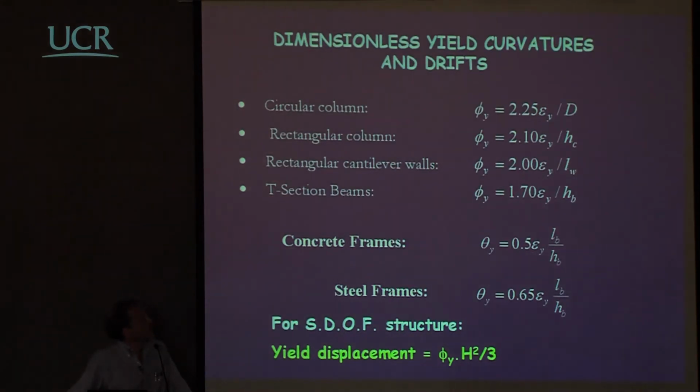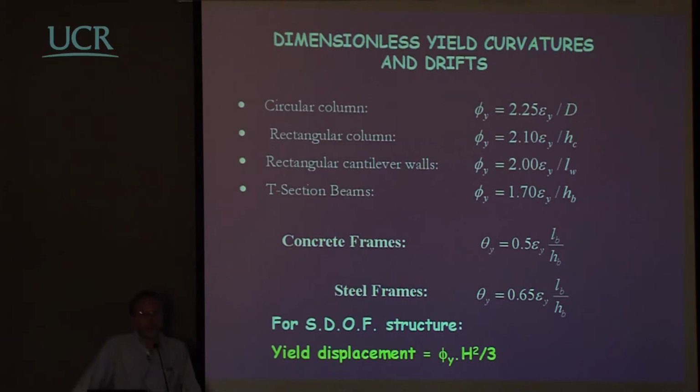Those figures that you see there, 2.25, 2.10, 2.0, 1.70, may be a bit strange, because when I was saying that an estimation of the yield curvature could be 2 times the yield elongation divided by the depth, you may have thought this must be an upper limit, because I said that you are going to attain the yield elongation on one side, and on the other side you have not yet attained that level.